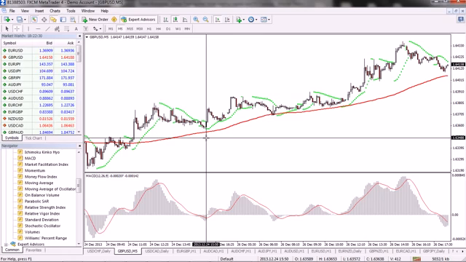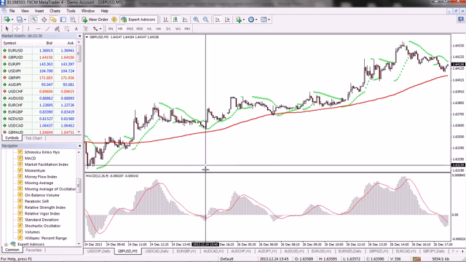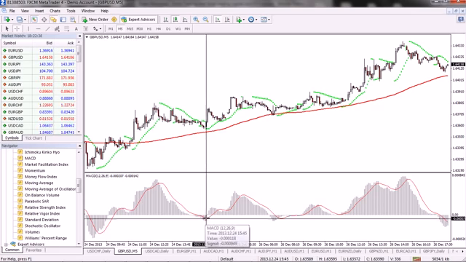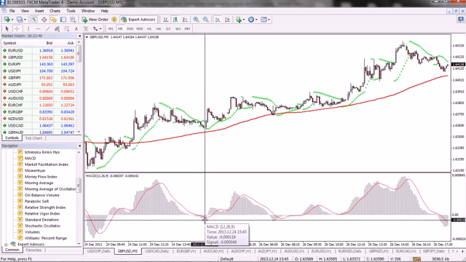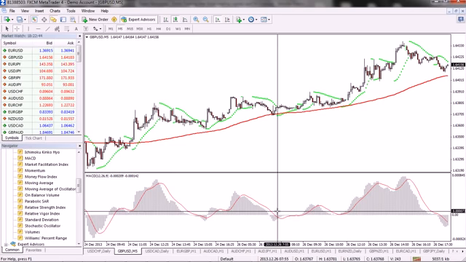Yeah, but here, if you see, this is where the first parabolic SAR dot is formed, but if you see this one, this is in the below zero region, so this is not a good entry point. If you come like this again, this is also not a good entry point. And okay, see this one.